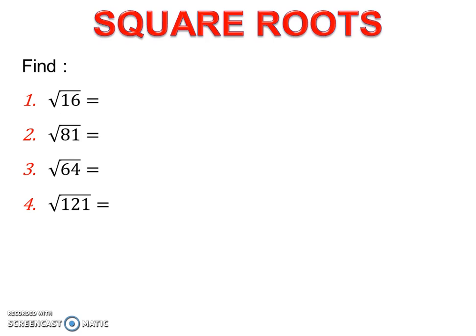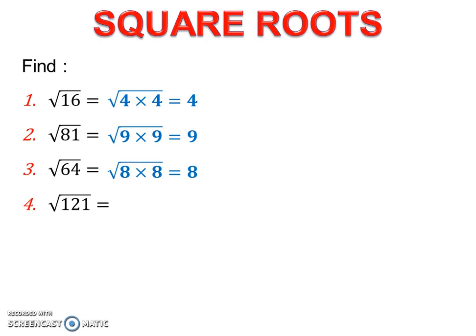To find the square root of 16, we think, okay, what number do I multiply by itself to get 16? Well, that's 4 times 4, so the square root of 16 equals 4. And again, square root of 81, what number times itself gives you 81? 9 times 9 is 81, so the square root of 81 is 9. Square root of 64, 8 times 8 is 64, so the answer is 8. The square root of 121 is 11 times 11 is 121, so the answer is 11.